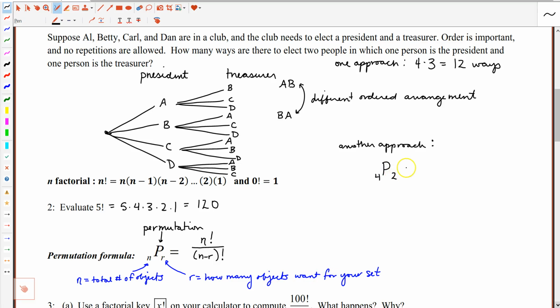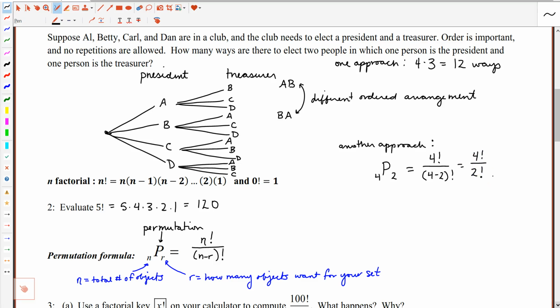So what this formula says to do to compute this is take the value you have written in front here and apply the factorial. In this case it would be 4 factorial. Then in the denominator, you take these 2 numbers, subtract them, and apply the factorial to that difference. So this would be 4 factorial over 2 factorial.